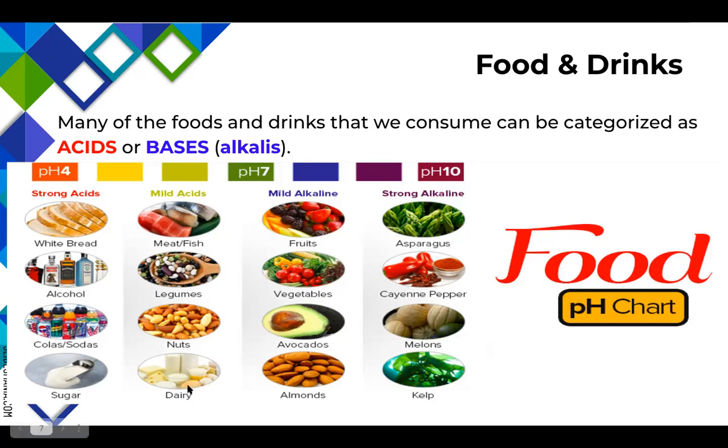So things that are mildly acidic: meat, fish, legumes, nuts, and dairy. Over here, this is the pH of 7, which means neutral. We have things that are basic: fruits, vegetables, avocados, almonds, asparagus, cayenne pepper, melons, and kelp. So remember, next time you're eating a food, see if you can figure out whether it is acidic or basic. And how would you do that in regards to food? What would you be looking for? I'll give you a minute to think about that.